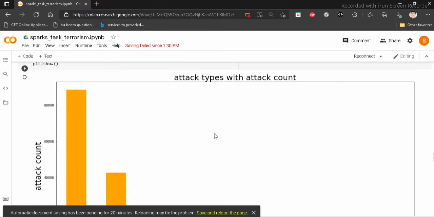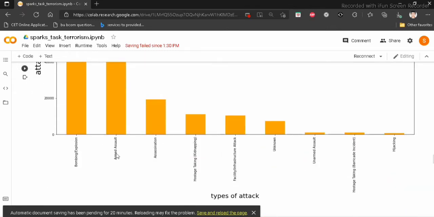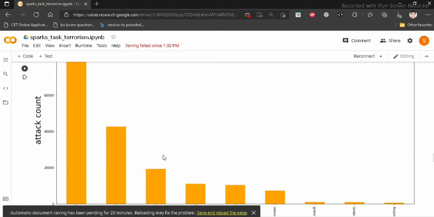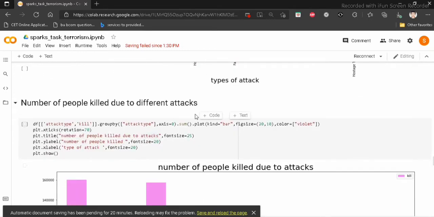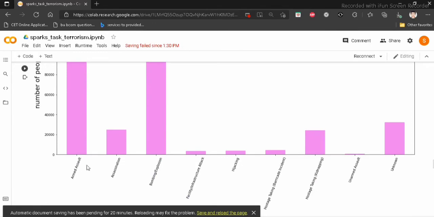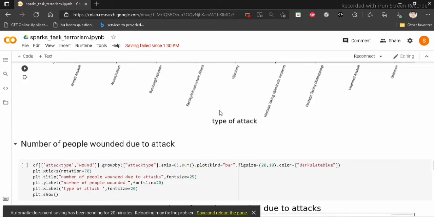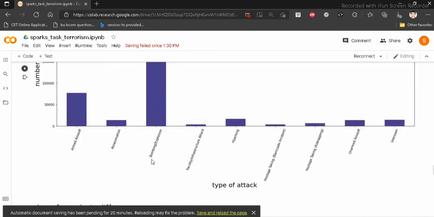Next is a bar chart which depicts the attack types with the attack count. We can see that bombing, explosion, armed assault and assassination have the highest counts. These are the major attack types. Next we have the number of people killed due to the different attacks. It is majorly armed assault and bombing, explosion, where people have been killed by these two attacks. Then we have the number of people wounded due to the attacks. It is majorly because of bombing, explosion that more people have been wounded.